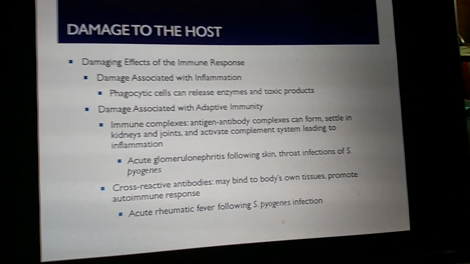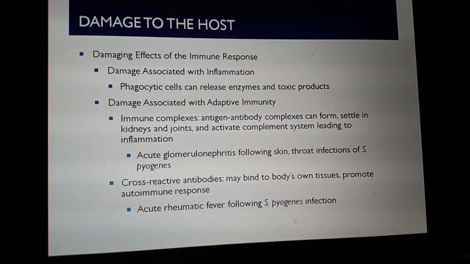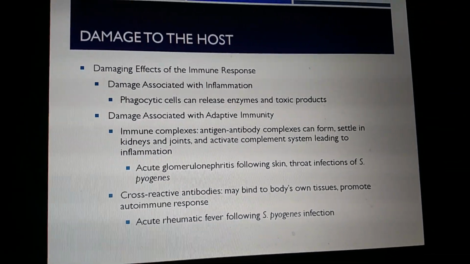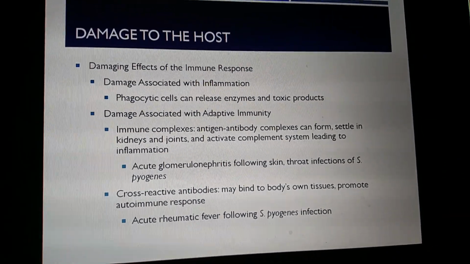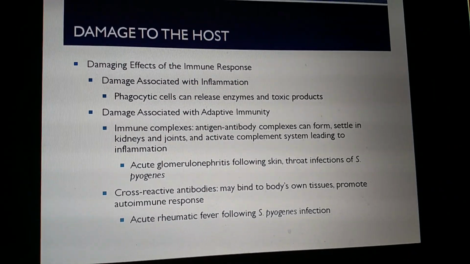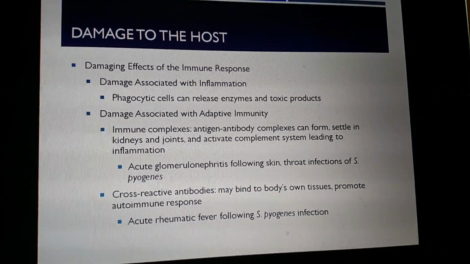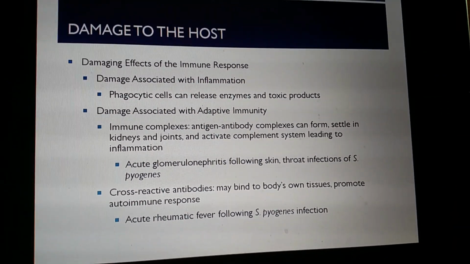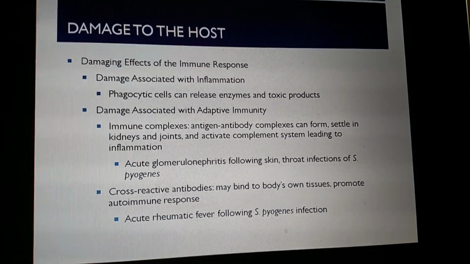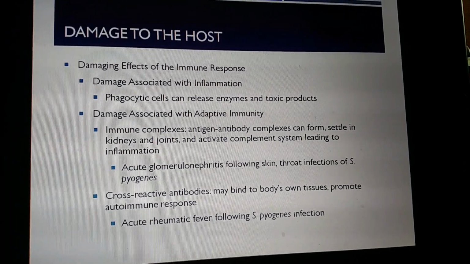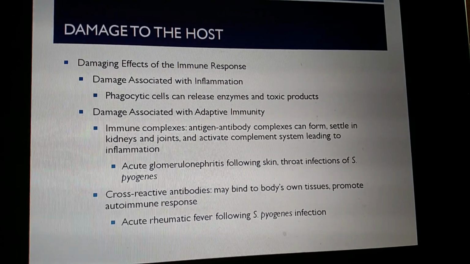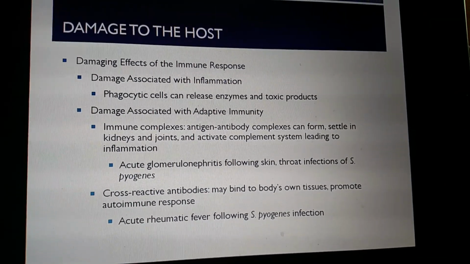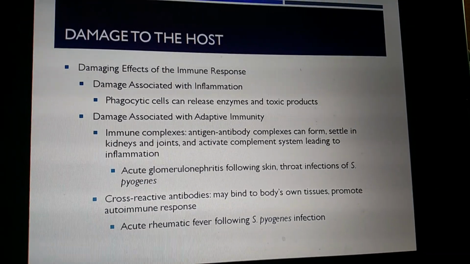Now, you can also have damage caused by inflammation. So these products being produced as part of the inflammatory response can actually damage the host. There's also damage associated with adaptive immunity. Immune complexes that target the bacteria can actually settle and form, especially in places like the kidneys and joints. This can lead to inflammation. You can also have cross-reactive antibodies, so instead of targeting the bacteria, they make a mistake and they target the body's own tissues, creating an autoimmune response.